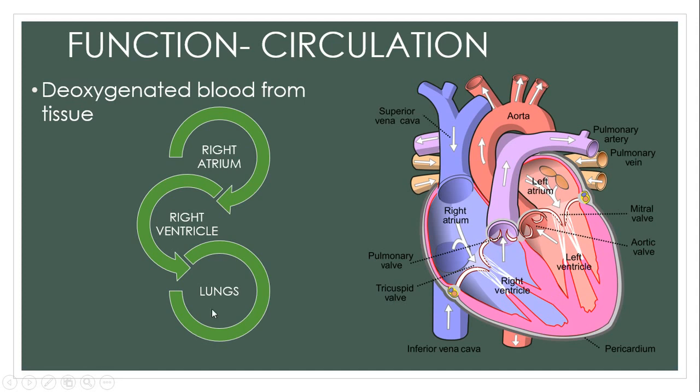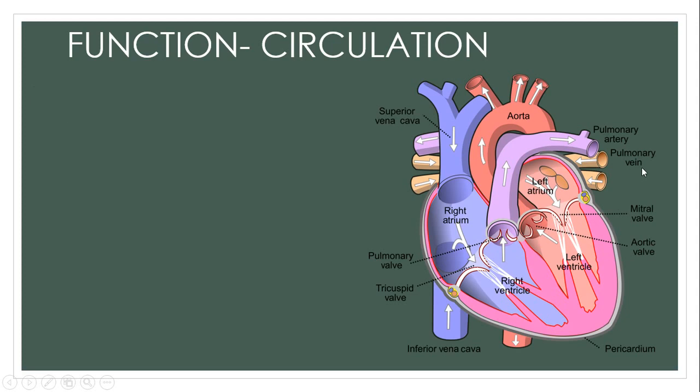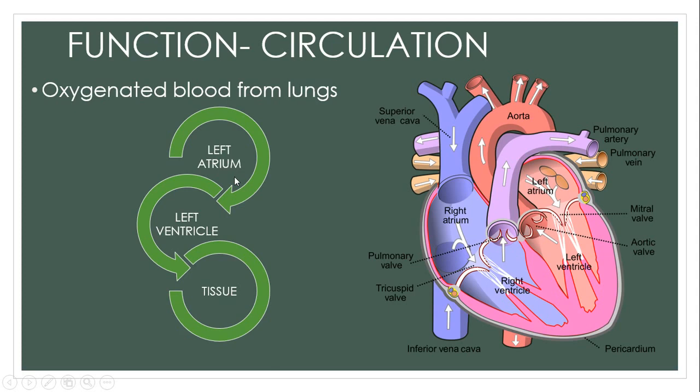Now when the oxygen is taken up by the blood, where hemoglobin is present, that hemoglobin will carry the oxygenated blood, and it will come to the heart through this pulmonary vein. The pulmonary vein is the only vein which carries oxygenated blood from the lungs, right? So it is carrying the oxygenated blood, and this oxygenated blood will enter into the left atrium.